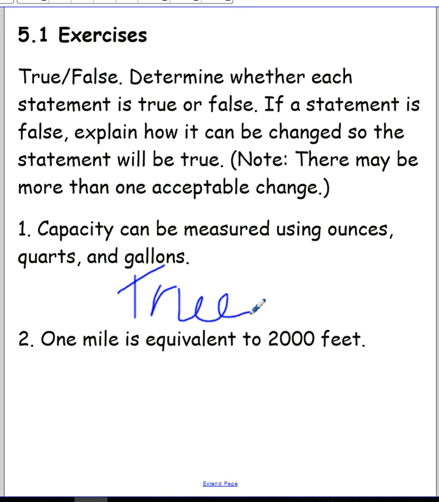For question 2, it says that there's 2,000 feet in 1 mile. That one's false, and it is 5,280.